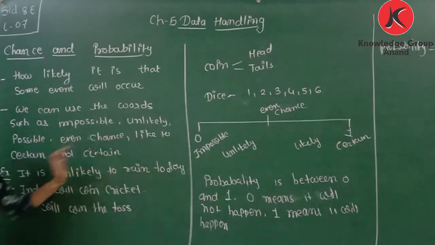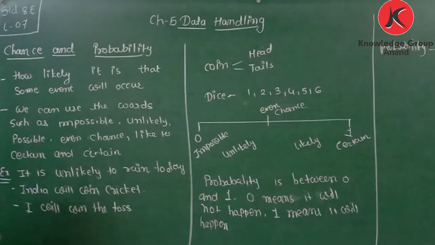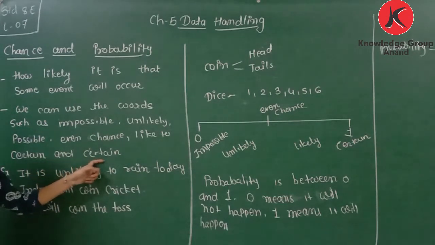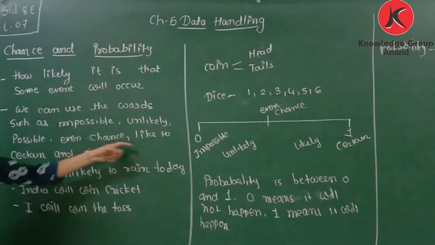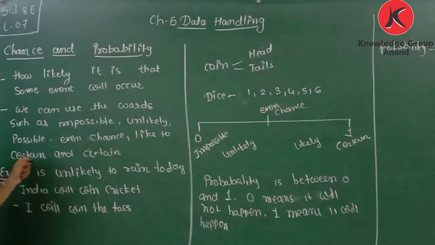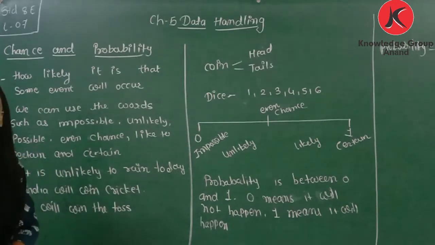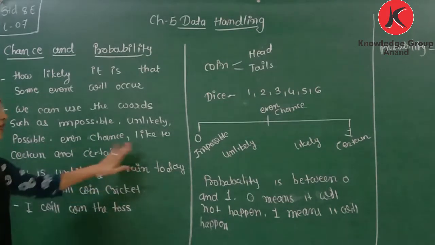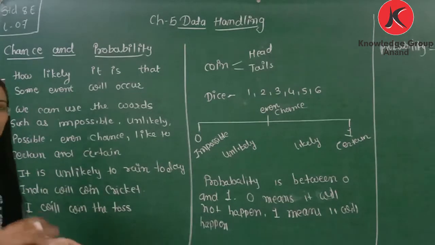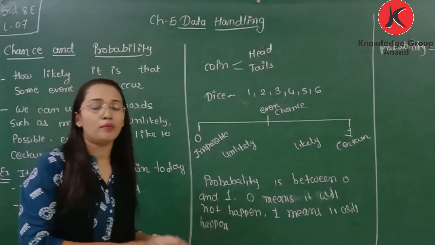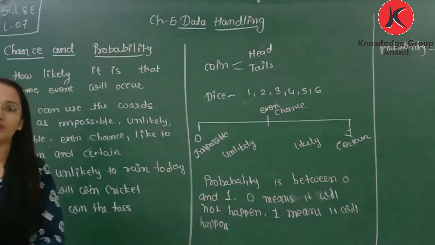Now likely to certain means it may be possible, and certain means it is true, so that will compulsorily happen. Certain means it is a true statement. Likely to certain means it may be possible, and the possibility of that event happening is more. Even chance means the chances of having that outcome and not having it are both equal.